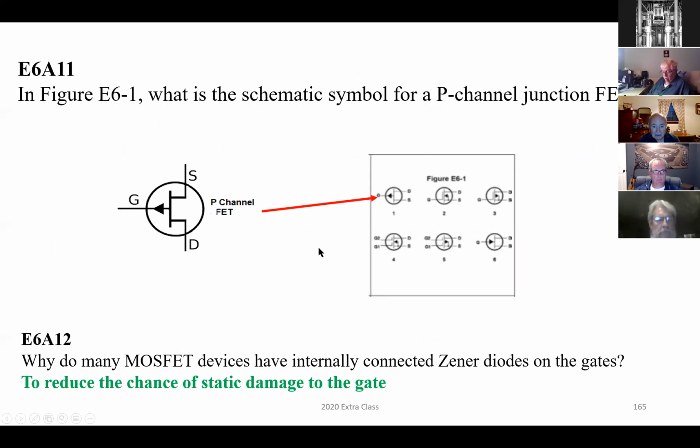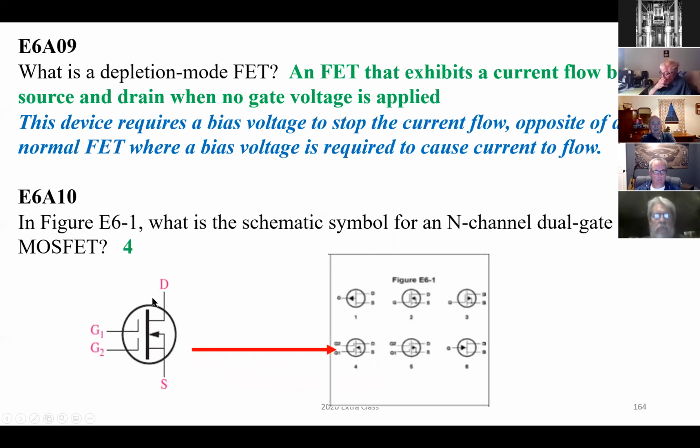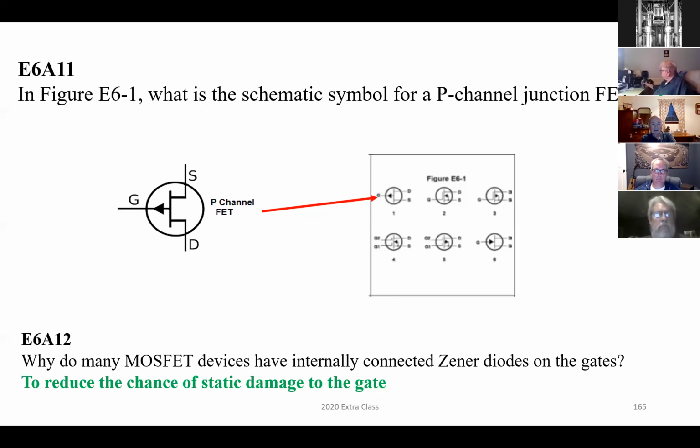One thing I wanted to mention, for P channels, the little arrow is going to be pointing outward. And if we look back, for an N channel, it's going to be pointing inward. So that's an easy way to tell the difference of the symbol.